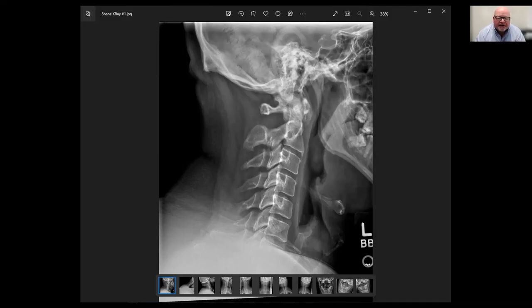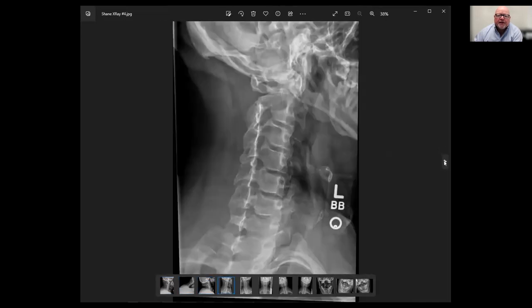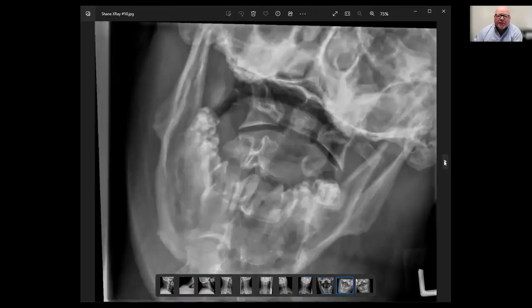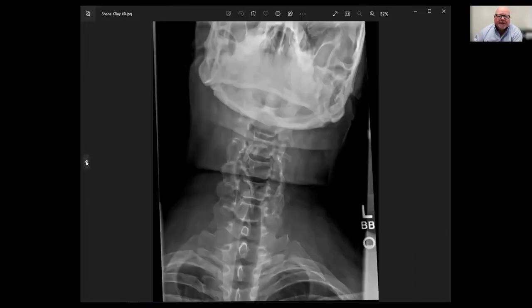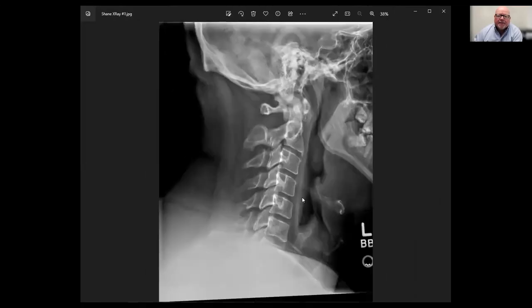So let's take a look at this series right here. Let me walk through so you can get an idea of all the pictures here, and we'll come back to this one. We've got flexion, extension, obliques, left and right lateral bending, and APOM, left and right lateral bending. Let's say it was an auto accident. Low impact soft tissue spinal injury. So we're going to look at this picture, cervical lateral.